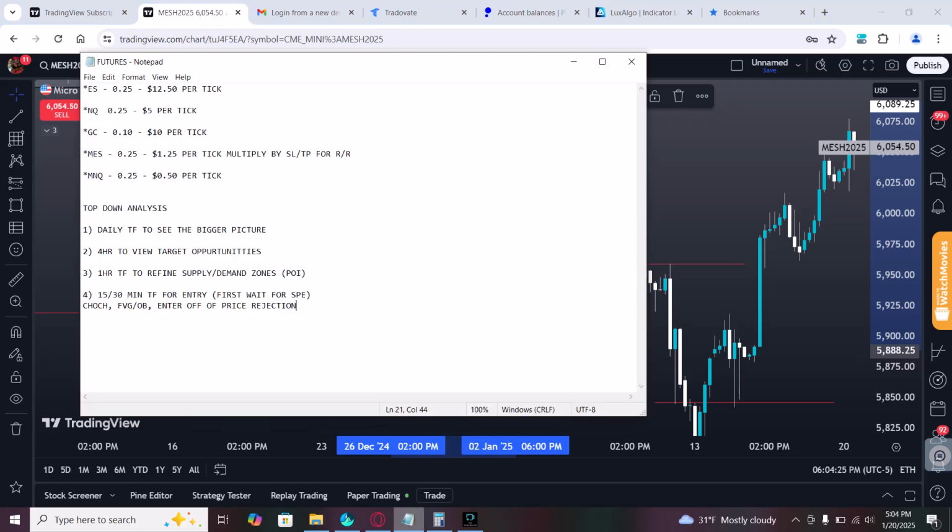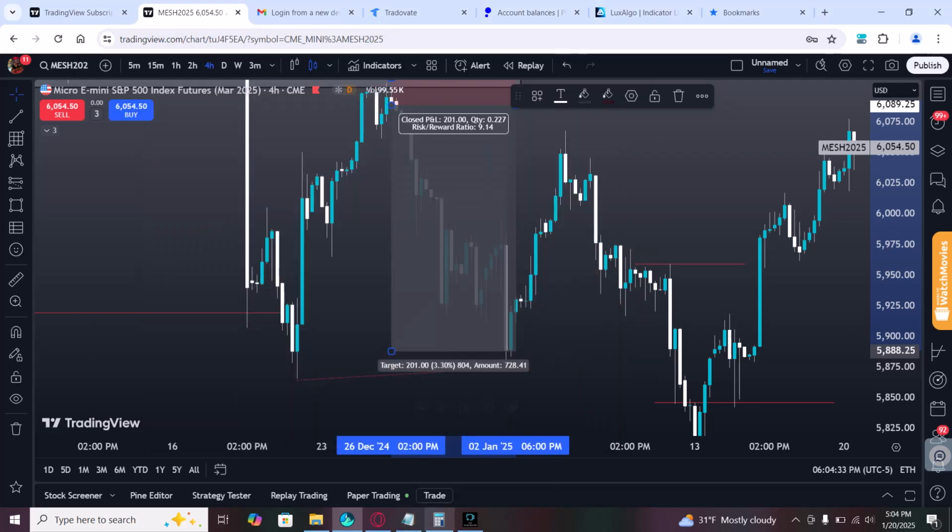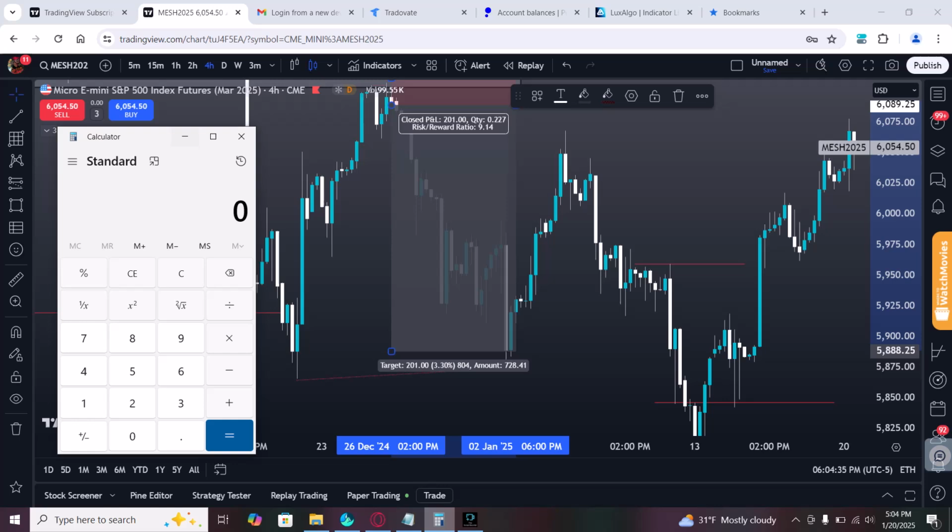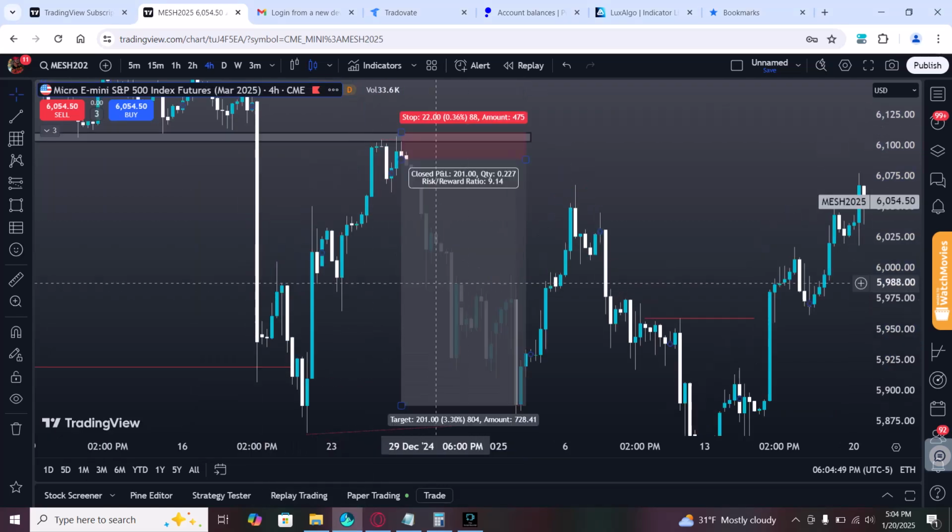And what I say about ticks, right here, the micro ES, it's $1.25 per tick. So let's do the math. That's 804 ticks, 804 times $1.25. That's a $1,000 play right there in less than a day, alone, for just one contract.